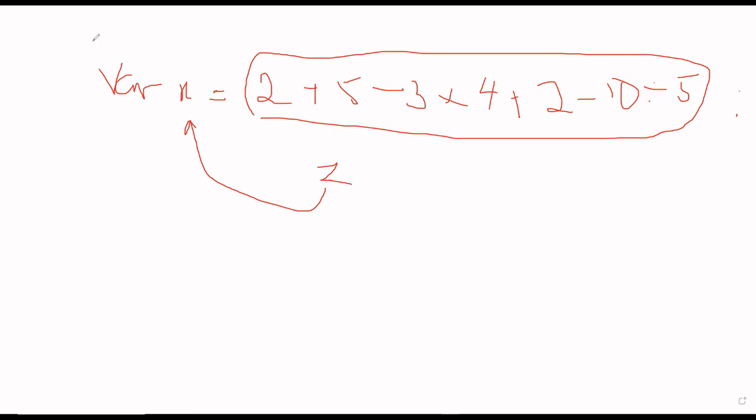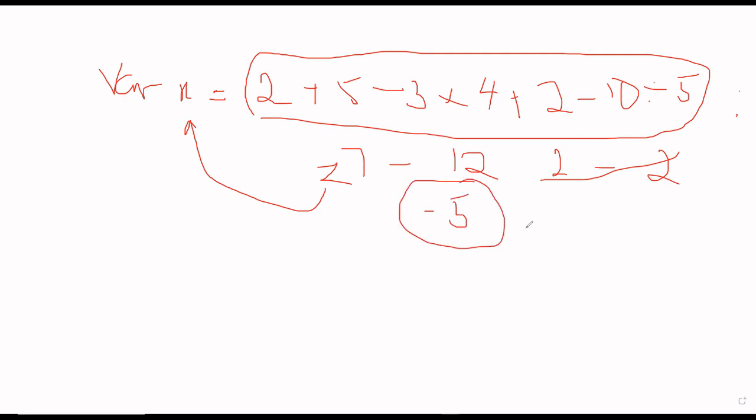So let me just do this first. According to my PEMDAS, I'm going to do 12 first. This is 12. Then the next one is 2, so 2 minus 2 nullifies it. Then I have 7, so 7 minus 12, I have minus 5. Am I right or wrong? The scholars in the class, am I right or wrong? Right, sir.